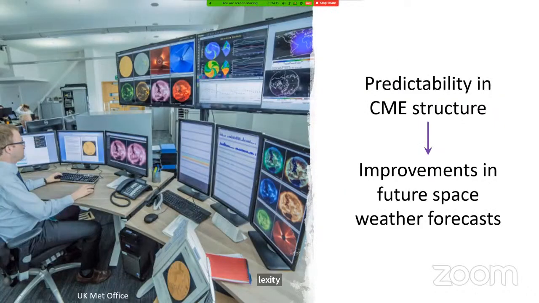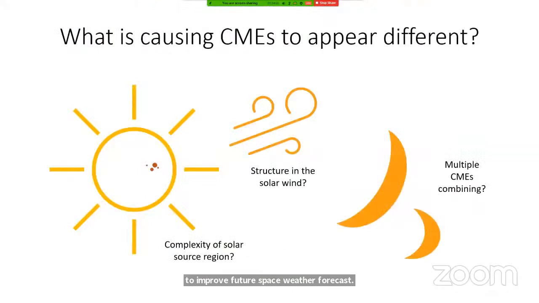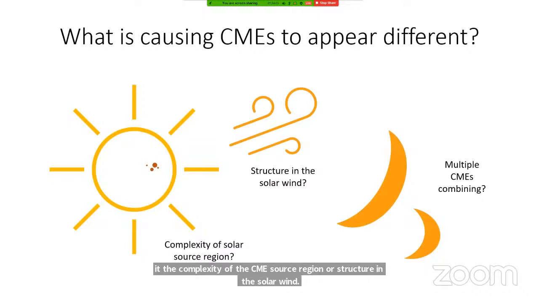Our results suggest that there is some predictability in the structure of coronal mass ejections, which may help to improve future space weather forecasts. However, further research is needed to investigate what is causing CMEs to appear different. Is it the complexity of the CME's source region, or structure in the solar wind, or multiple CMEs combining perhaps?